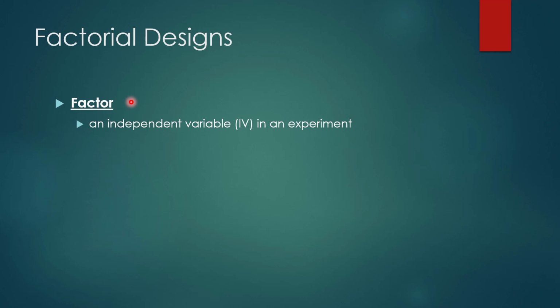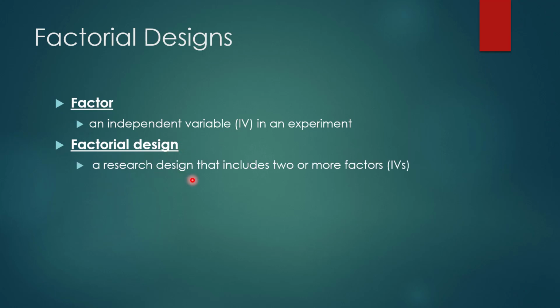Now things really aren't this simple in research. So researchers use what are known as factorial designs to study these more complex situations. Now remember that this independent variable is called a factor, and it's an independent variable whether it is truly manipulated or just a matter of convenience like we saw last week in our quasi-experimental designs. So as I said, when you have more than one factor in an experiment, we call it a factorial design. So this is a research design that includes two or more factors.